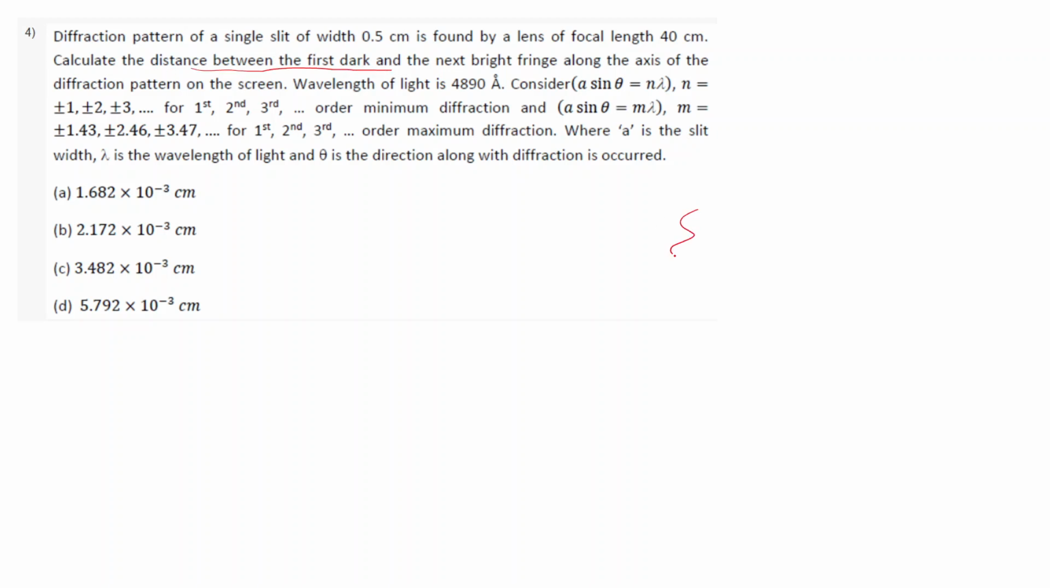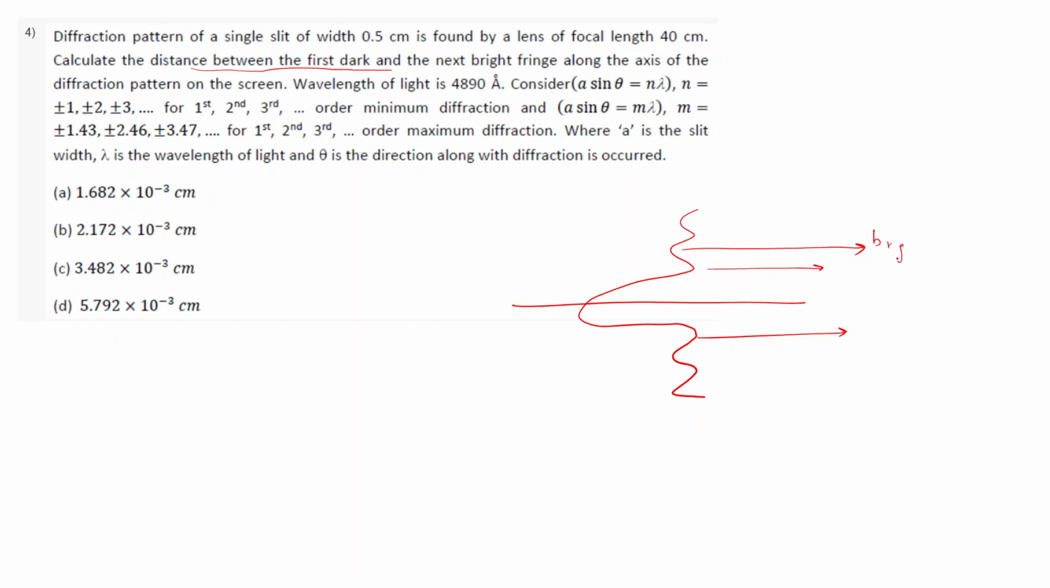So we get something like this: this is the center, this is the first minima, this is the first minima, this is the first bright fringe, after that the next bright fringe, this is dark. We have to find out the distance between the first dark fringe and the next bright fringe. We have to find out this distance basically.